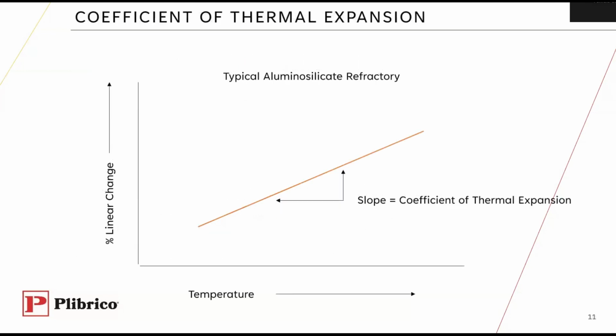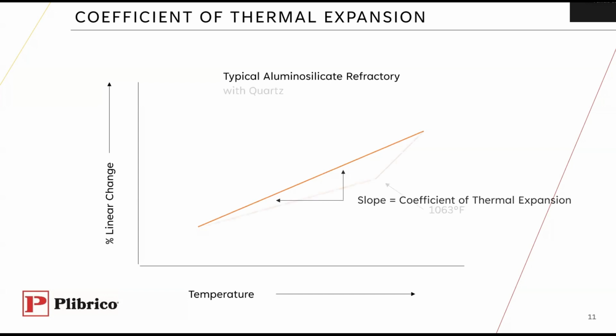And so if we look at that coefficient of thermal expansion with different materials, typical aluminosilicate refractory, which is the overwhelming majority of what Plibrico supplies, that slope, that coefficient of thermal expansion is pretty linear. And what it tells you is that, in a nutshell, as you heat up the refractory, it grows, and it grows in a very controlled and very predictable fashion.